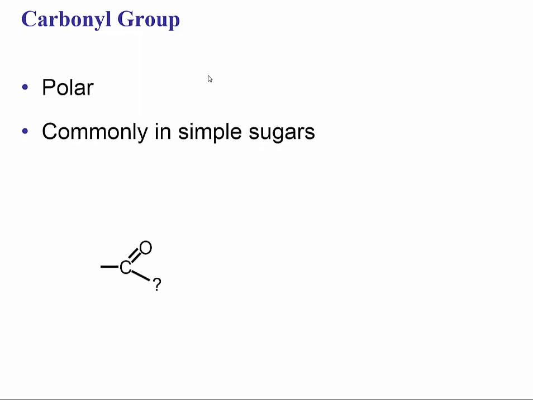The third group is the carbonyl group. The carbonyl group is also polar. Now I'm mentioning whether these are polar or non-polar, but it's expected that you know from that how they will behave in water or with other molecules. The carbonyl group is commonly found in simple sugars. The way we think of the carbonyl group is that it's a carbon double bonded to an oxygen and then something else.